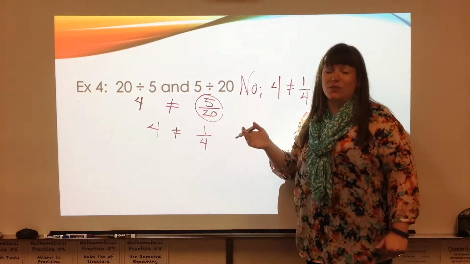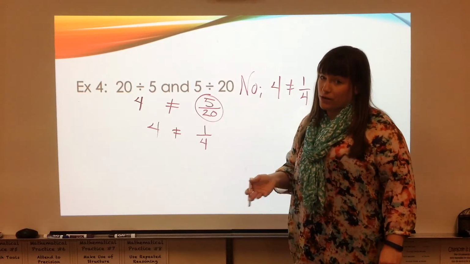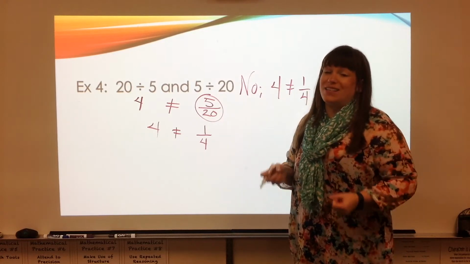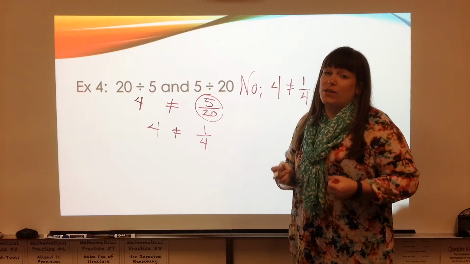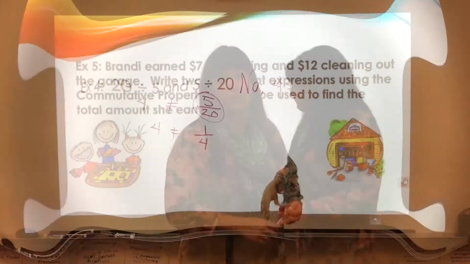And remember, the commutative and associative properties, examples 2 and 4 in our notes, did not work because they do not work with subtraction and division as operations, and we just proved it.